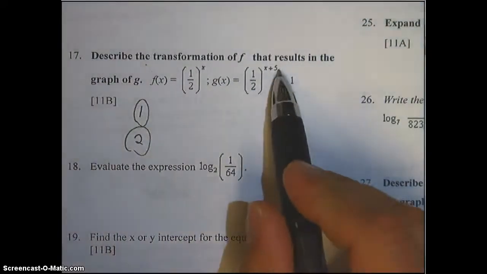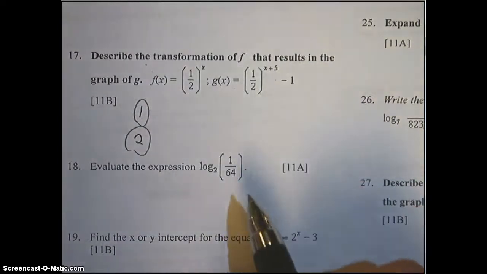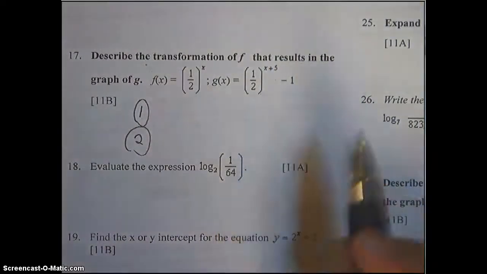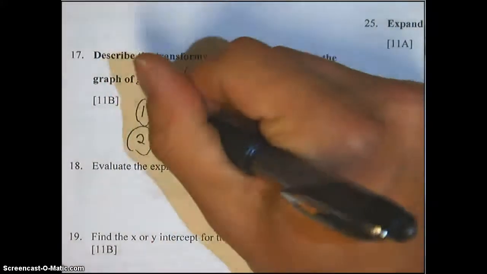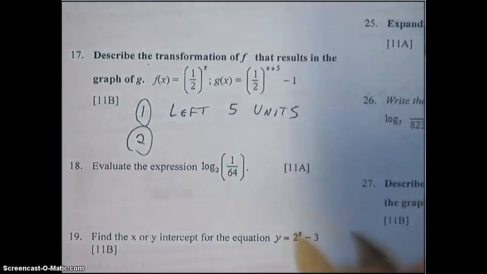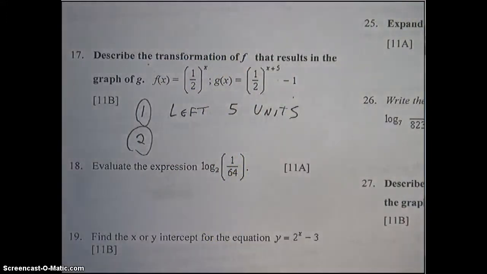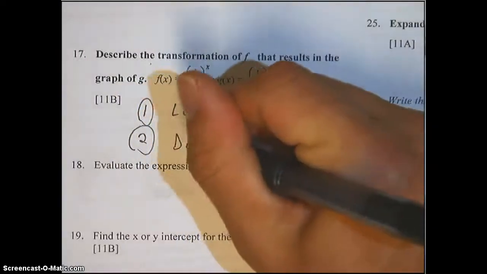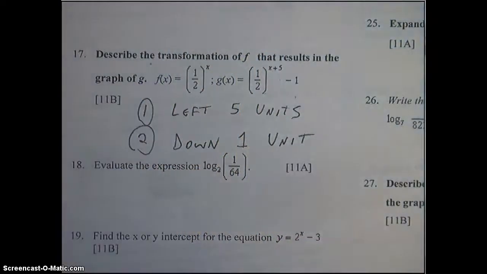That plus 5 is either left or right because it's up next to the x, but when it's next to the x, it's always counterintuitive. So it's not right 5, this one is left 5 units. And that minus 1 is up or down, and minus means down 1 unit. And that's it for number 17 there.